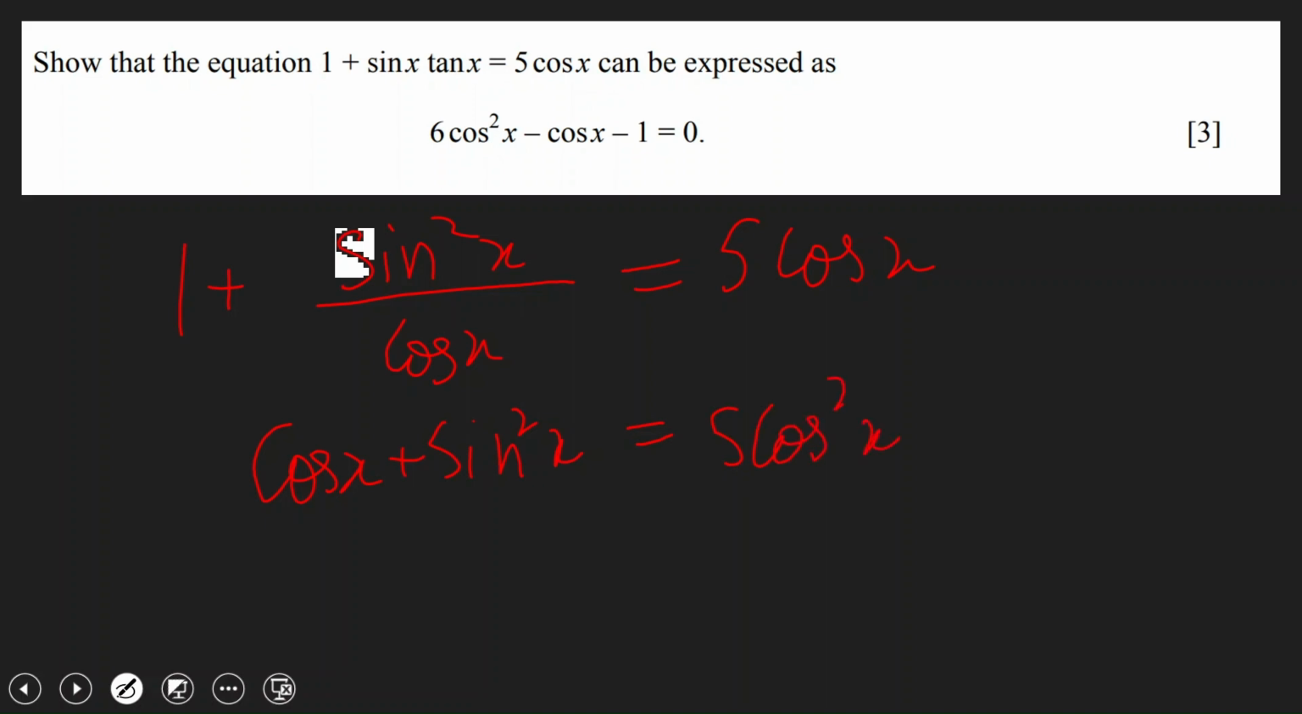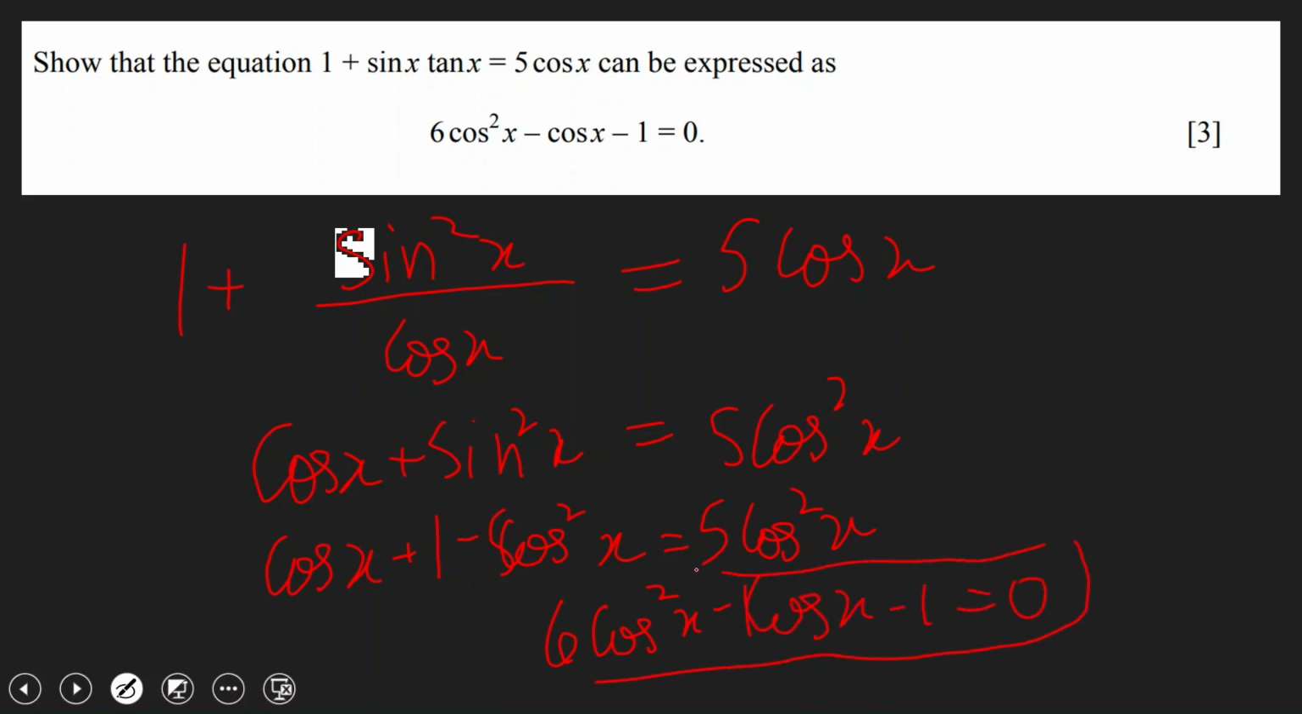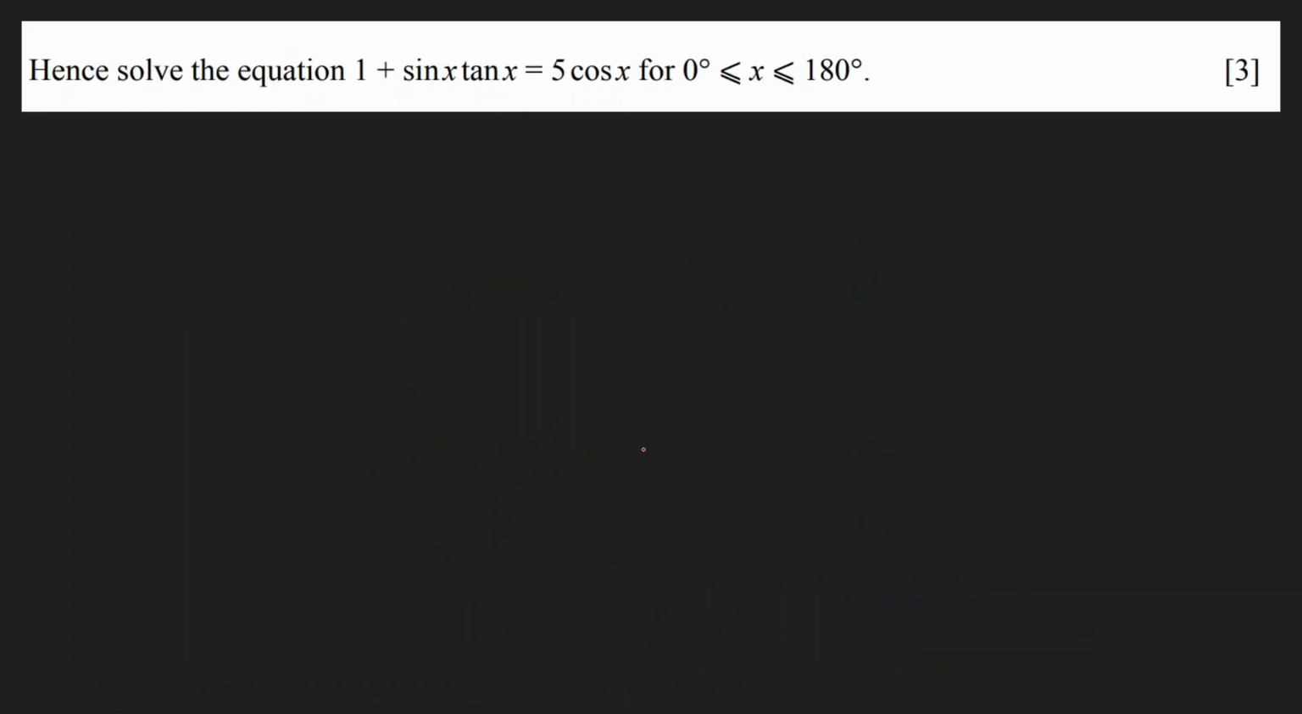Then we can write sine squared x as 1 minus cos squared x. So this will be cos x plus 1 minus cos squared x is equal to 5 cos squared x, which will give us 6 cos squared x minus cos x minus 1 equal to 0. So this was for 3 marks, an example of expressing one equation as another because they are equal to each other. Okay, second question.